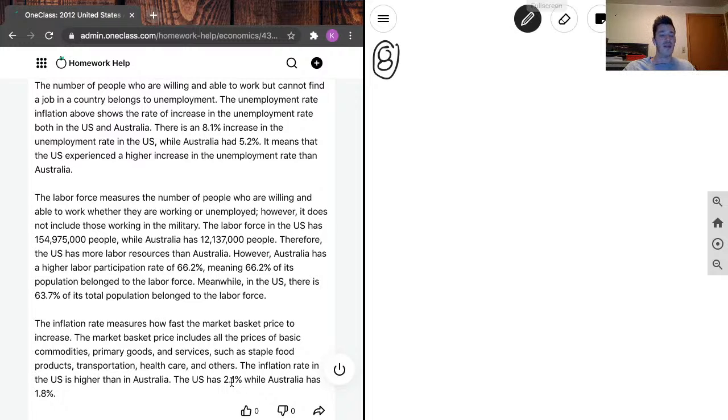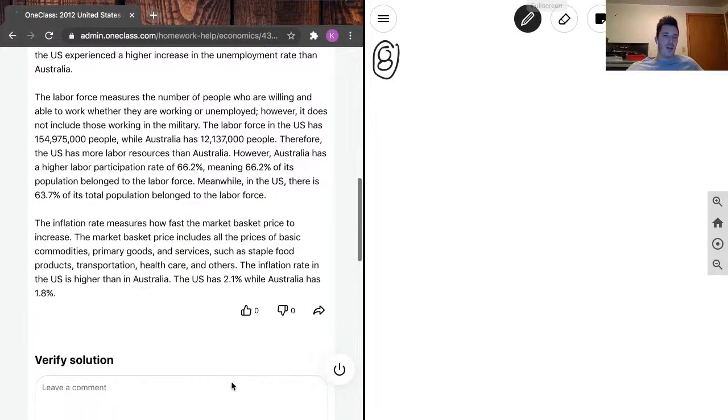The unemployment rate inflation above shows the rate of increase in the unemployment rate, both in the US and Australia. So there's an 8.1% increase in the US and a 5.2% increase in Australia. Therefore, the US experienced a higher increase in unemployment than Australia.